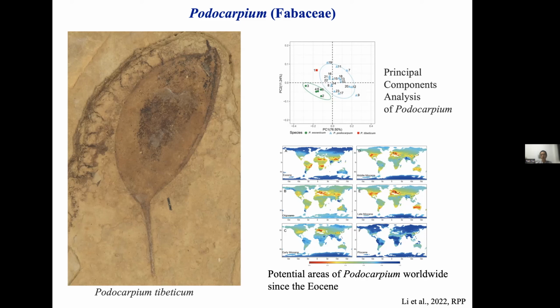And we used a model to simulate the historical distribution of Podocarpium. And we found a gradual decrease of the distribution range throughout the geological past for Podocarpium, which might be due to climate change.